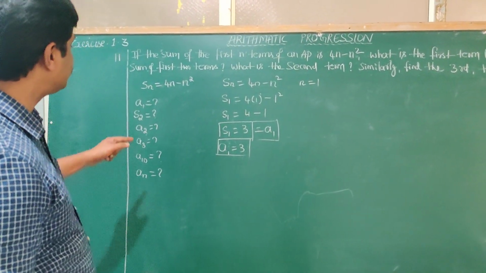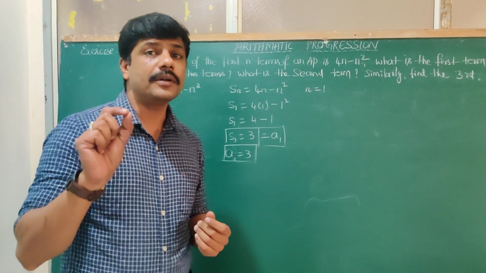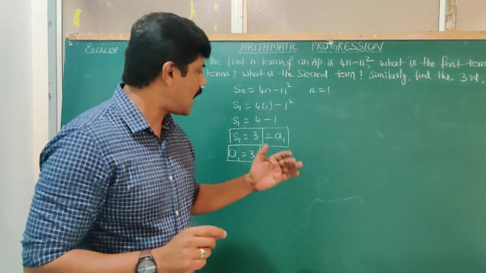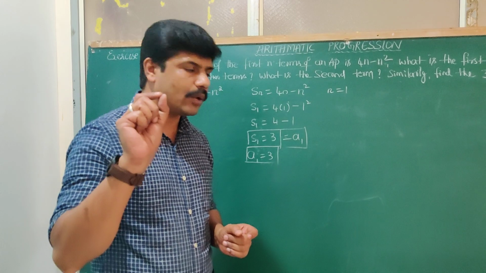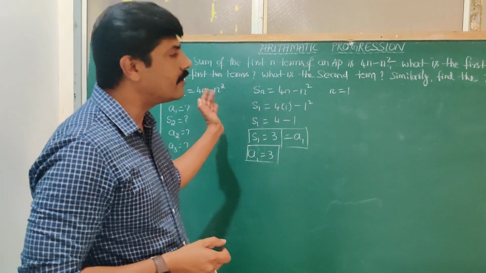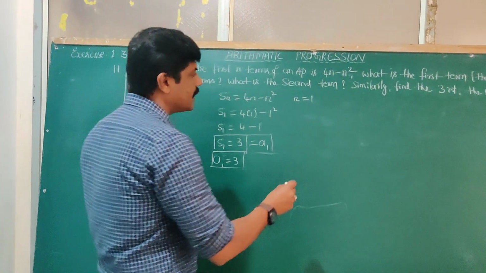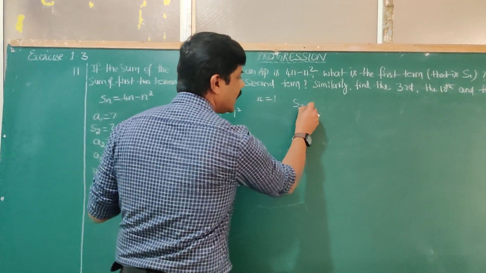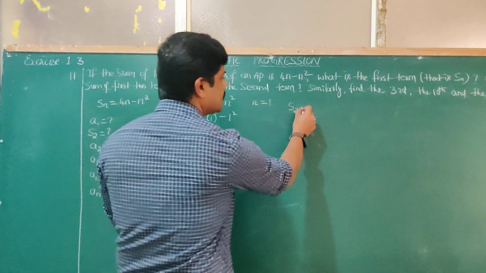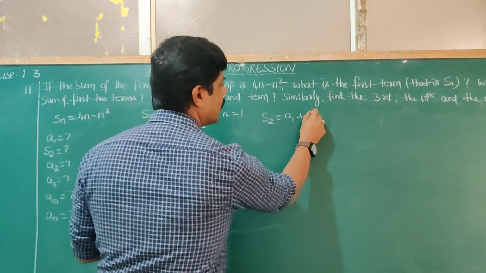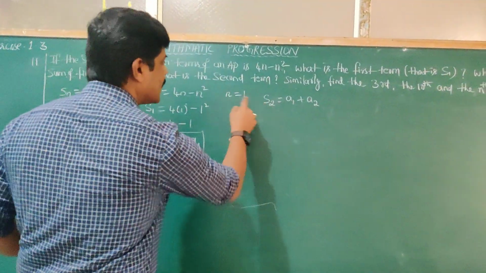Now what we need to find? S2, the sum of two terms. If you watch my introduction video for this sum of n terms, I have explained everything about it. Once again, you watch that video so that you will get an idea of how to solve this particular problem. What is S2? You should know the meaning of S2. S2 is nothing but the sum of two terms, that is A1 plus A2. Okay, so what is S2 here?